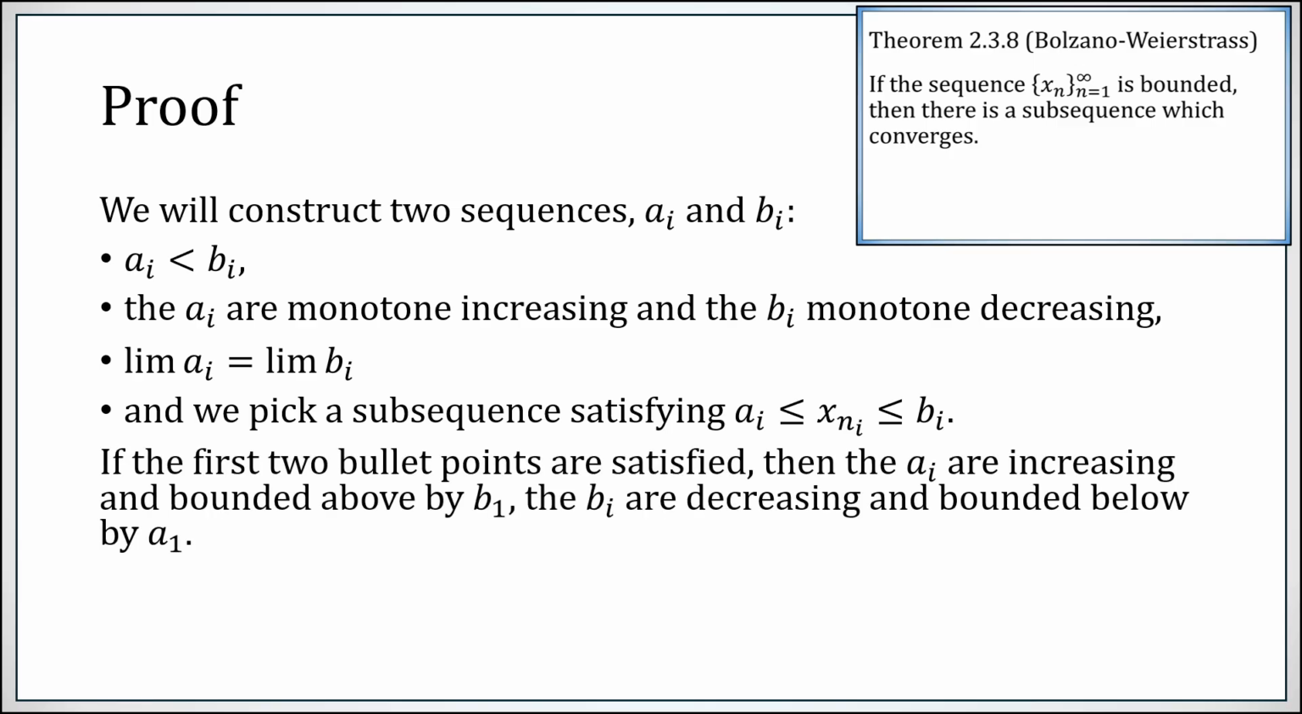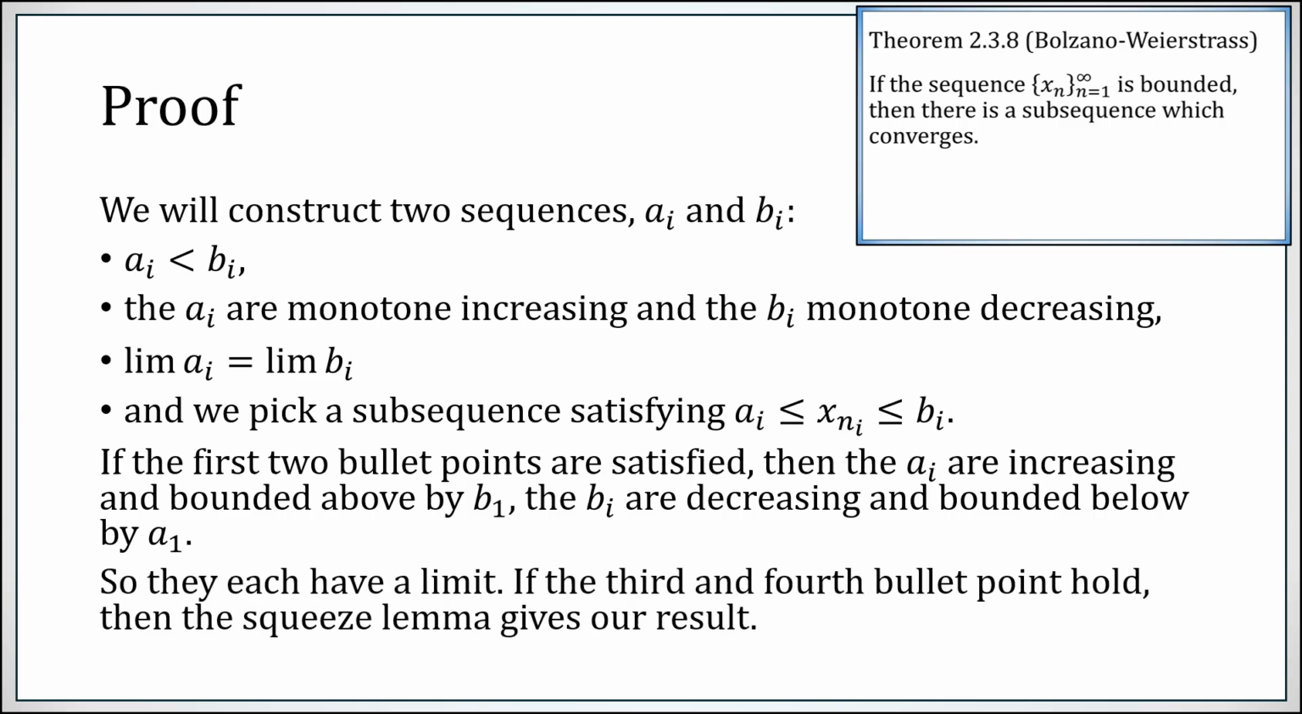So if the first two bullet points are satisfied, the a_i are always less than b_i, but the a_i are increasing and the b_i are decreasing, then as we've seen in similar constructions, the a_i are not just increasing but bounded above by the b's, and the b_i are not just decreasing but bounded below by the a's. Therefore, they will have a limit by the monotone convergence theorem. Then, if the third and fourth bullet points hold, not only do they have limits, but the limits are the same, then I can throw the squeeze lemma at this and get this subsequence converging to something.